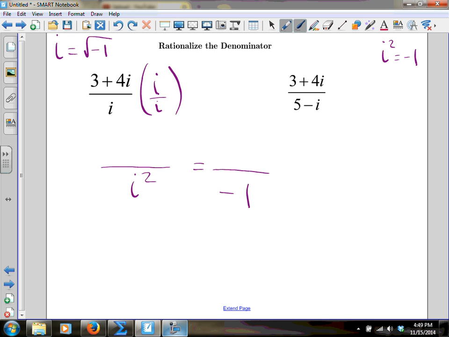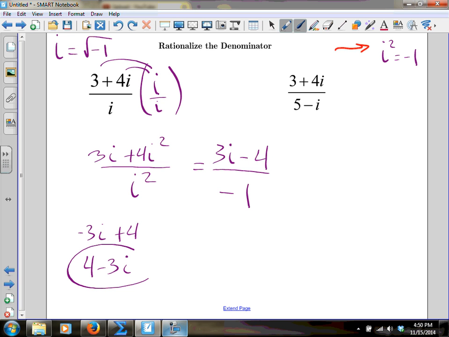We've got to work a little bit with the numerator here. We're going to distribute. We're going to get 3i plus 4i squared, which, remembering that i squared is -1, is going to give us 3i minus 4. Now, we've got -1 in the denominator, so that's really -3i plus 4. And convention tells us that we should write this in standard form as 4 minus 3i. All told, the one on the left here is a pretty simple problem.